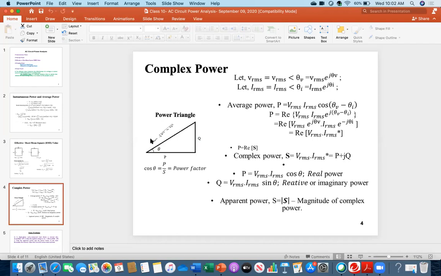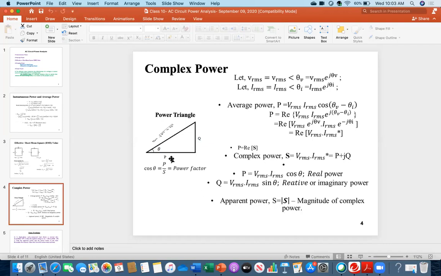And then this portion, you see, is the amplitude or the magnitude. So S is root over P squared plus Q squared, the magnitude of this hypotenuse. That is called the apparent power. You see the difference? Bold S or capital S is called the complex power, and when I take its magnitude or absolute value, that is called the apparent power.